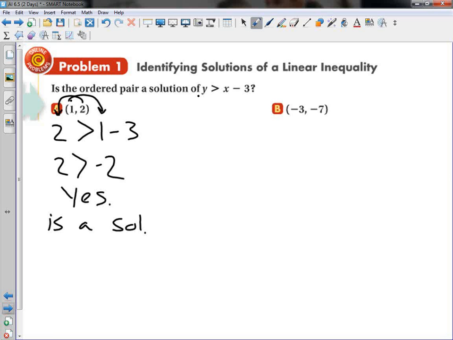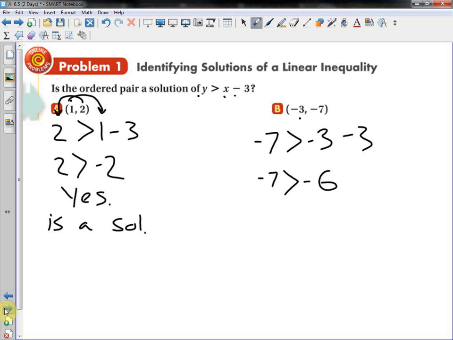Let's try B. So again, instead of a y, I'm going to write negative 7 is greater than x, which is my negative 3 value, negative 3 minus 3. I get negative 7 is greater than negative 3 minus 3, which is negative 6. Is negative 7 greater than negative 6? And that answer is no. Negative 7 is more negative, making it a smaller number. So this is a not a solution problem.